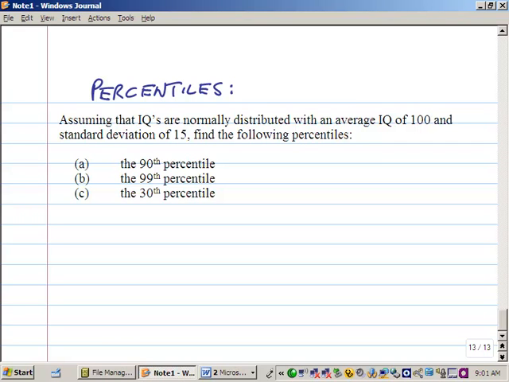Assuming that IQs are normally distributed with an average IQ of 100 and a standard deviation of 15, find the following percentiles: the 90th, the 99th, and the 30th. We're going to do just the first, the 90th, and the third, the 30th percentile, to show you both sides of the distribution.